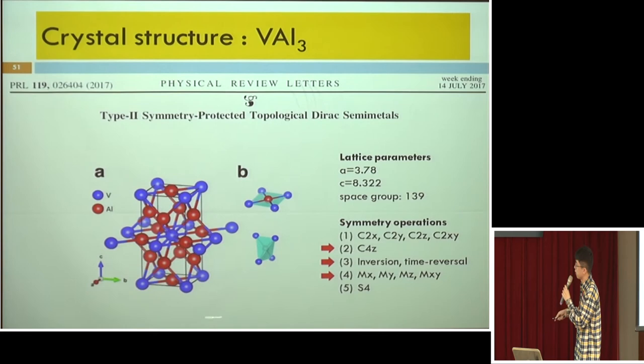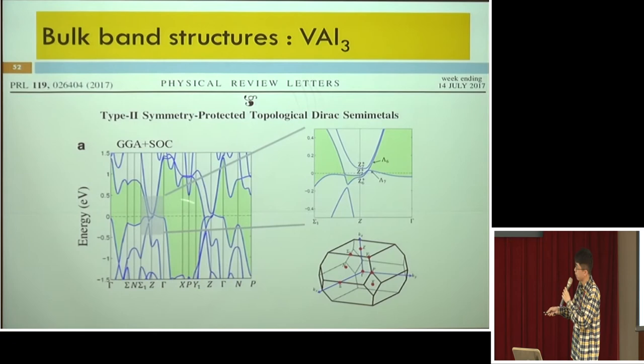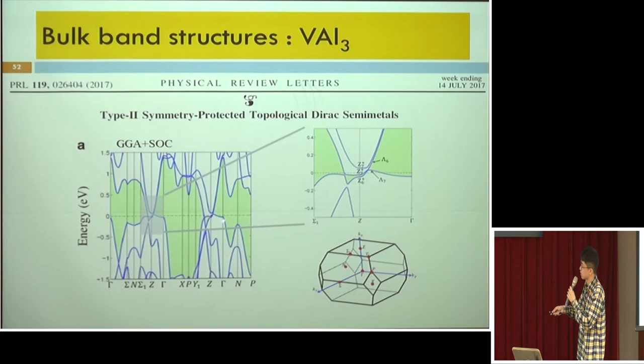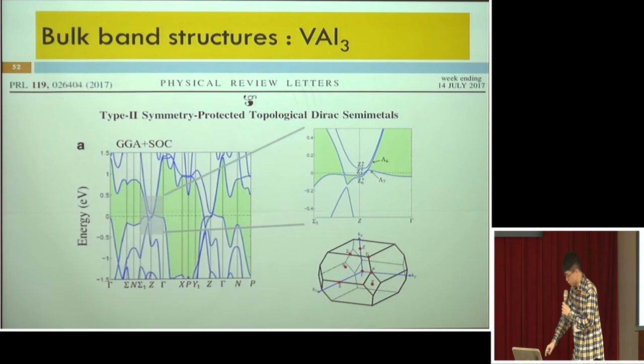The Dirac point is protected by C4 rotational symmetry. This is the bulk band structure. It's almost an insulator except for some discrete points. It shows a linear band dispersion here. And we found this band structure is highly anisotropic.